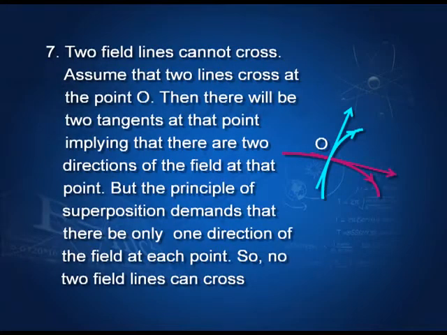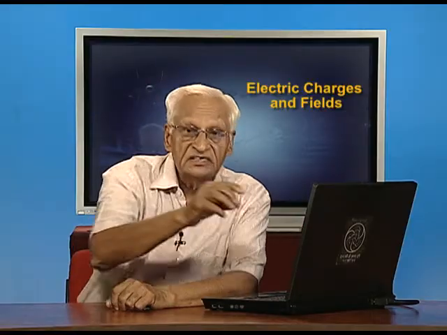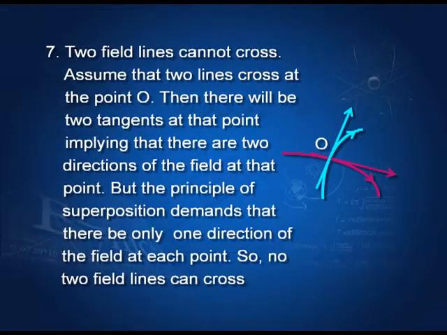You see, if two field lines are like this, one like this, one like this, then there will be two tangents at the point O, and that means there will be two directions of the field at point O.